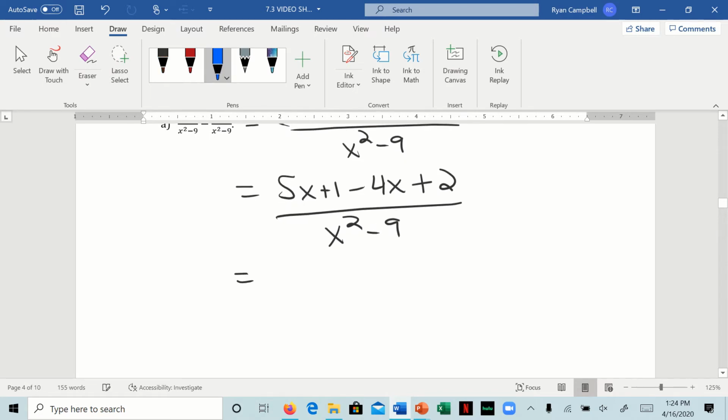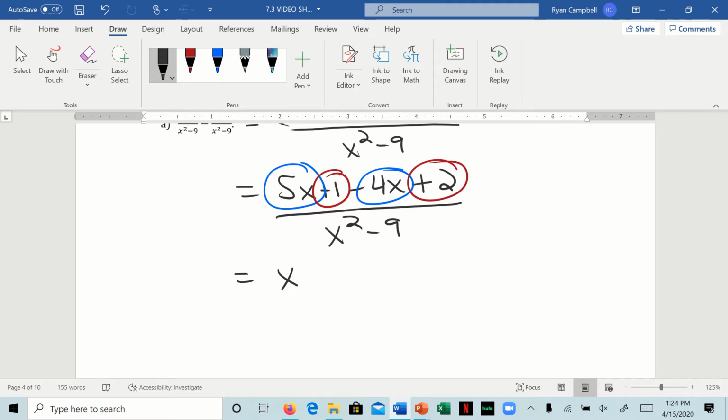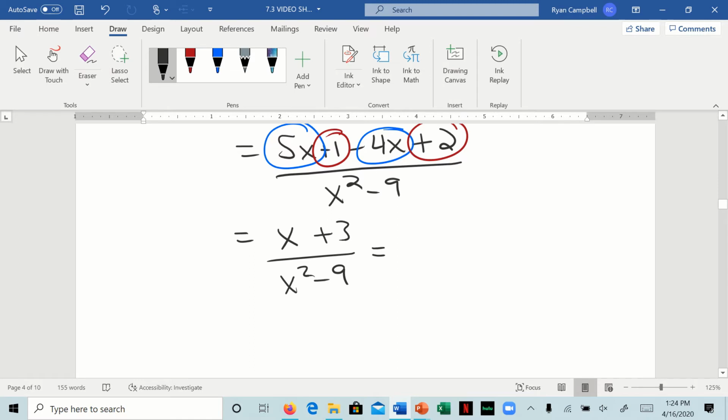All right. If we combine the x's, we see 5x minus 4x is positive x. If we combine the numbers, we get 1 plus 2, which is 3, over x squared minus 9. So now we've got to simplify. x plus 3 can't simplify anymore, so let's look at the bottom. x squared, probably there's going to be something to simplify.